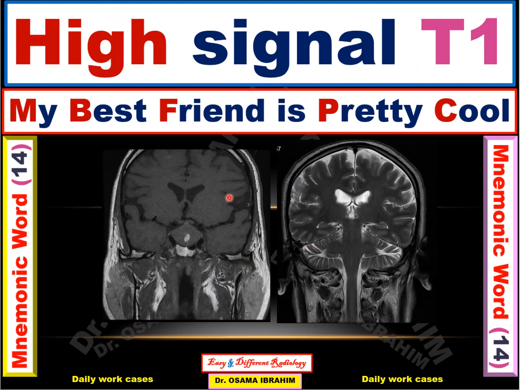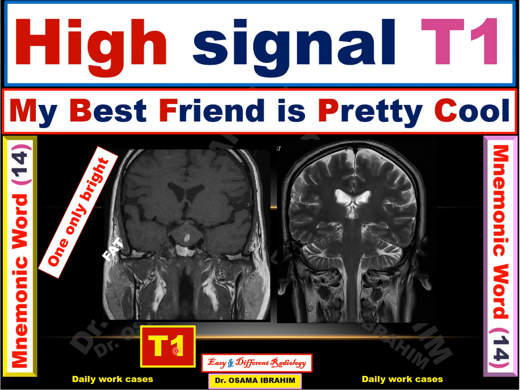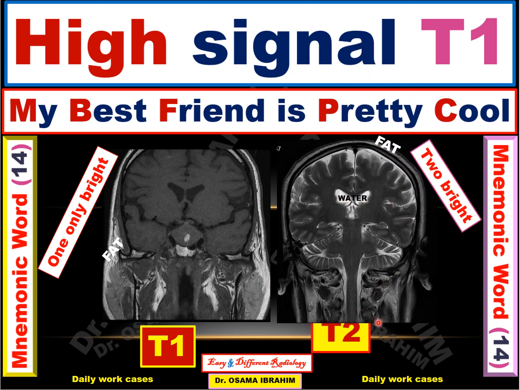First of all, to discriminate T1 from T2 in MRI, you can use the elements in the body. If the fat appears bright while the water appears dark, you have only one element appearing bright, so this is T1. However, if the fat appears bright and the water in the CSF and ventricles also appears bright like this one, now you have two bright elements, subcutaneous fat and the water in the ventricle. At that time, the two bright elements represent T2.